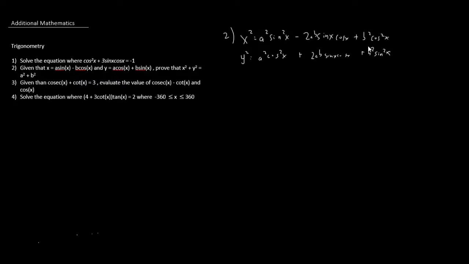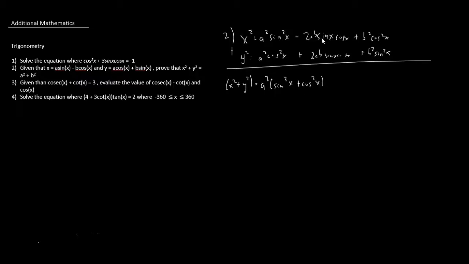And here, since they want us to find x squared plus y squared, we just add them up, right? So we have x squared plus y squared is equal to a squared sin squared x plus a squared cos squared x. We just need to add them up. If you realize, we can factor out a squared because they are like terms, so we have a squared times sin squared x plus cos squared x, right?